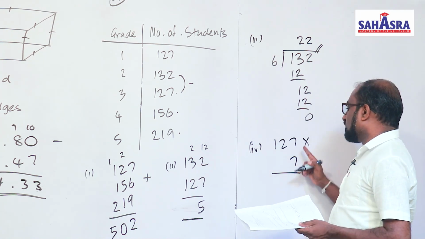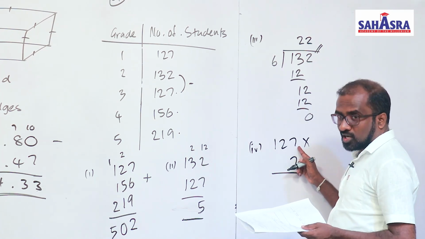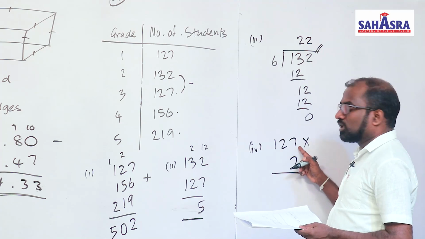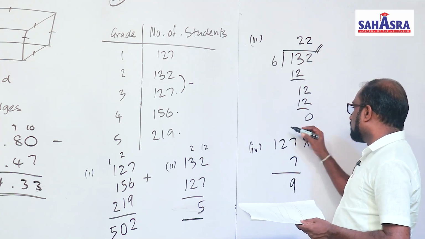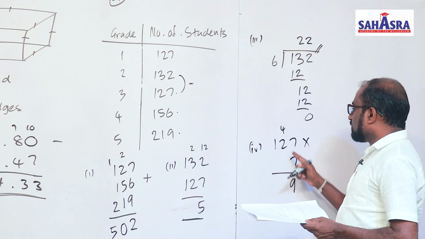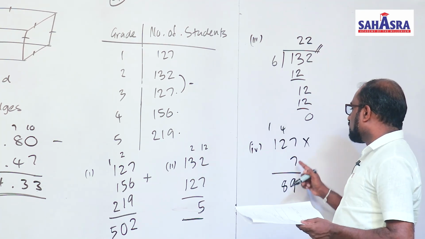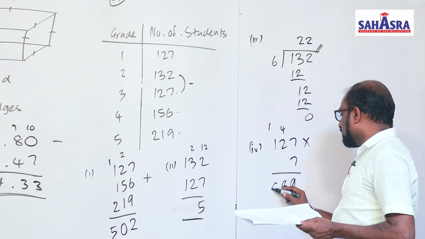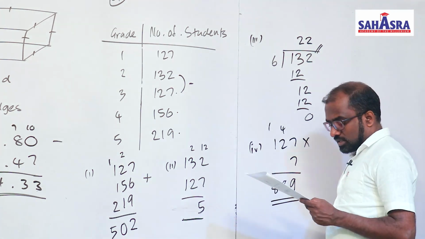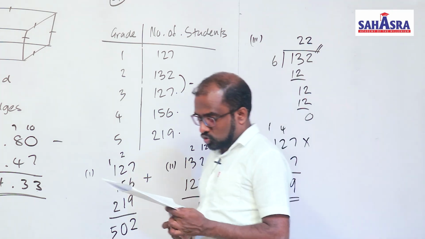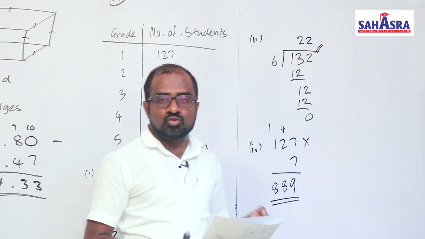Multiply 7 times 7. 7 times 7 is 49, remain the 4. 7 times 2 is 14. 14 plus 4 is 18, remainder 1. 7 times 1 is 7, 7 and 1 is 8. 889 toffees are needed to be given to grade 1 students, right?